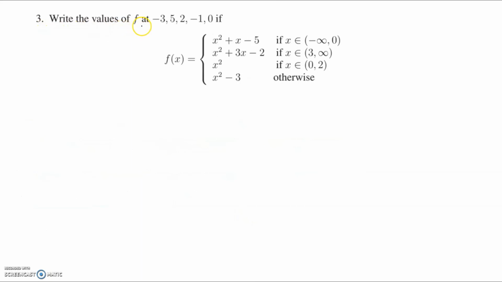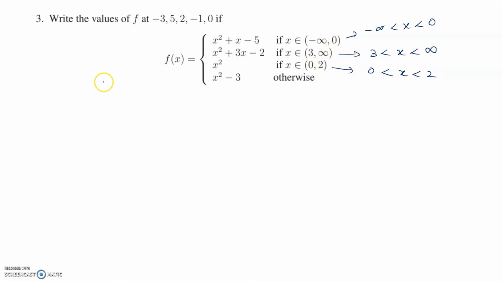Question number 3. Write the values of f at minus 3, 5, 2, minus 1, 0 if f of x is given by this function. Now note, all these are written in brackets. So we need to understand these intervals. These are open intervals here. So what does this mean? It means minus infinity is less than x is less than 0. 0 will not be included in the interval because it's an open interval. Similarly, this will be 3 is less than x and it's less than infinity. And similarly here 0 is less than x is less than 2 because all these are open intervals.